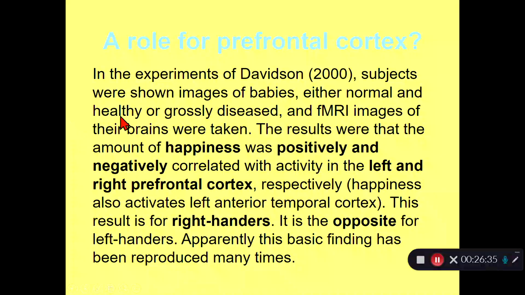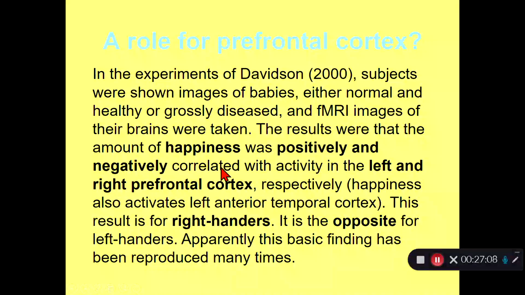And the results were that the amount of happiness was positively and negatively correlated with activity in the left and right prefrontal cortex, respectively. So you see a happy baby, and through empathy or joy or whatever, you have a lot of activity in the left frontal cortex and decreased activity in the right frontal cortex. Or you see a baby who's diseased and unhealthy, unhappy, and there's a lot of activity in the right frontal cortex with decreased activity in the left prefrontal cortex.